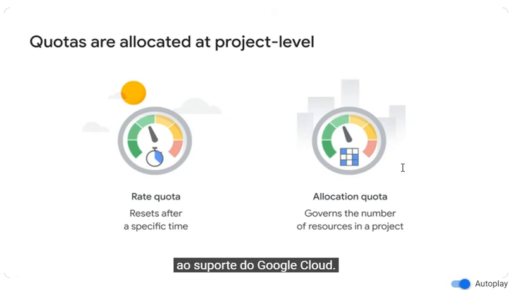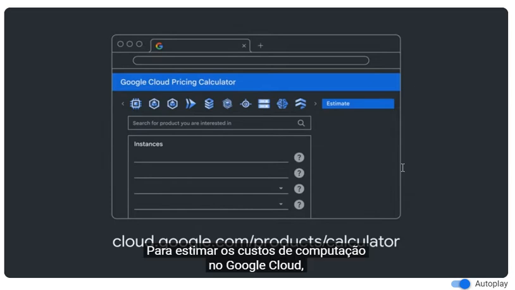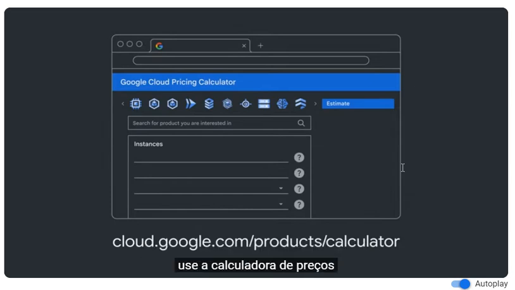Although projects will start with the same quotas, you can change some of them by requesting an increase from Google Cloud support. If you're interested in estimating cloud computing costs on Google Cloud, you can try out the Google Cloud Pricing Calculator at cloud.google.com/products/calculator.